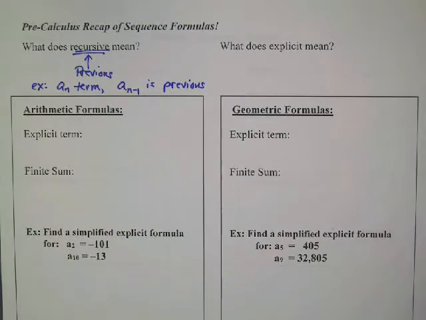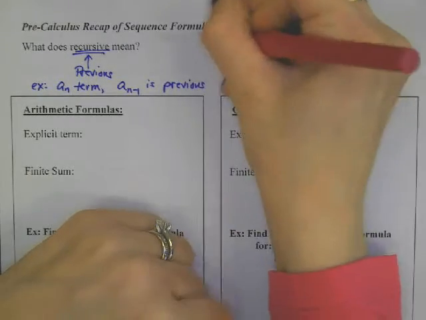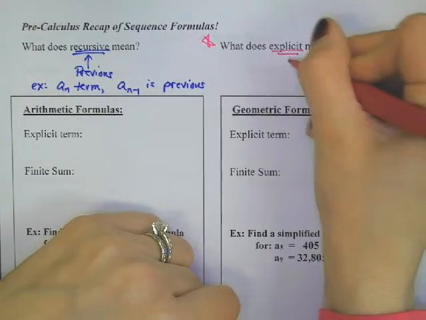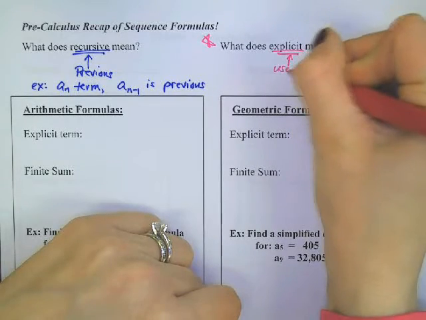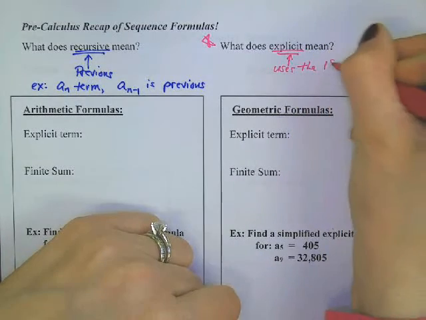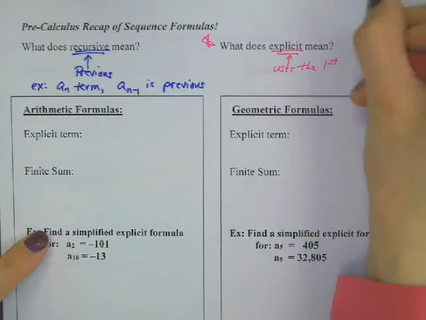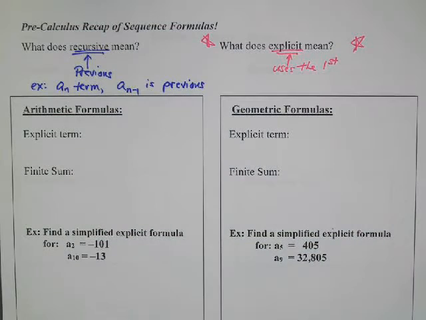Okay, now the more powerful one, and the one that we always use, let's put a star by it, is explicit. Explicit uses the first term. And this is the one we're always going to go with. Here's a couple of examples.